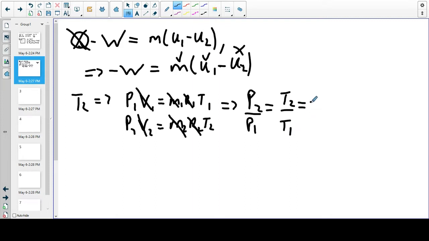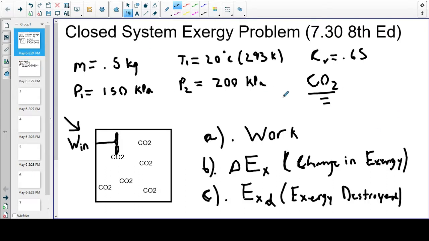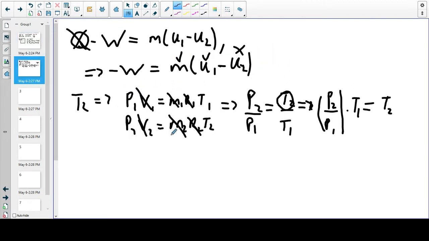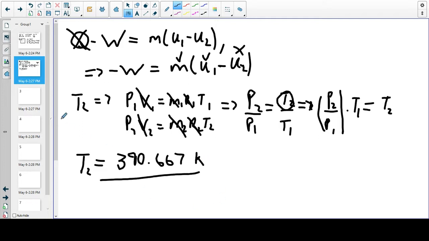We are trying to solve for T2. So if you solve for T2, you end up with P2 over P1 times T1 is equal to T2. If you insert the values that we have up here, 200, 150, and make sure this is in Kelvin, so 293 Kelvin, you will get T2 to be equal to 390.667 K. So that is important for the next part.